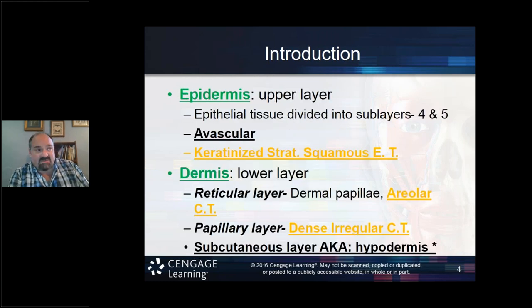So when we think of the skin, we need to remember that it's two components, the epidermis and the dermis. Now know that the subcutaneous layer, aka the hypodermis, is not considered a part of the skin, but a supportive structure to the skin, okay? So we think epidermis, we think the outer layer. It can have 4 to 5 layers. We'll talk about those in a few minutes here. We realize that it's epithelial tissue, okay? And it's stratified squamous epithelial tissue.